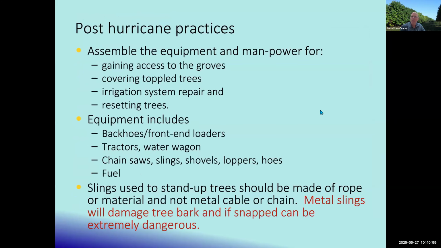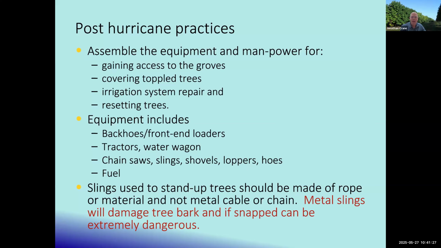So after the hurricane, you want to assemble the equipment and the manpower or the women power. You want to gain access to the grove. Probably one of the most important things to do, if possible, is to try to cover the trunks of toppled trees. Why? Because this trunk of this tree has been in the shade for the past 5, 10, 20, 30 years. All of a sudden, it's exposed to full sun.